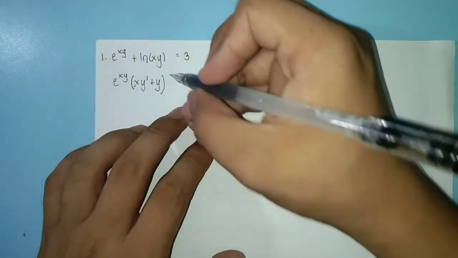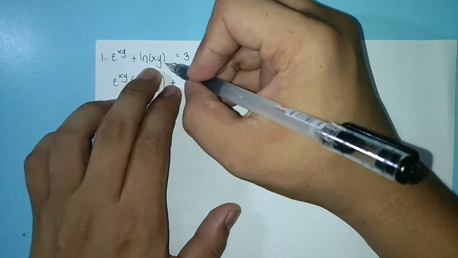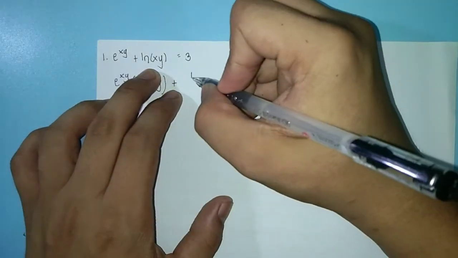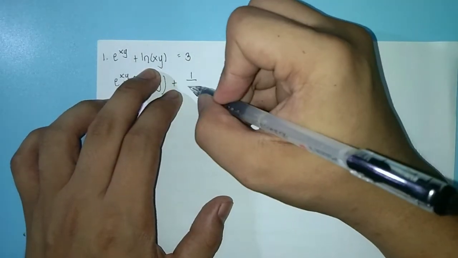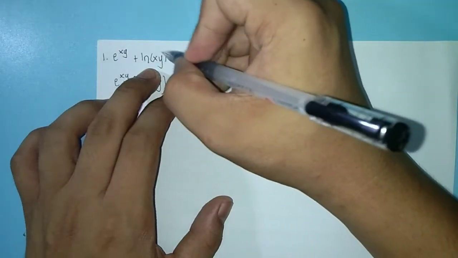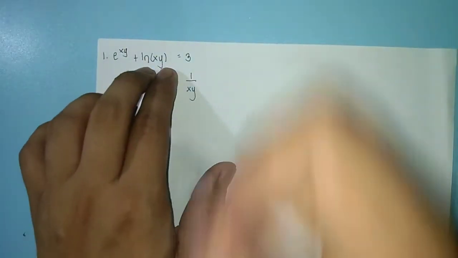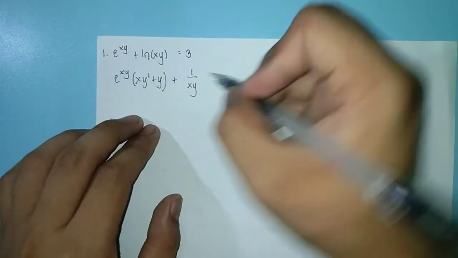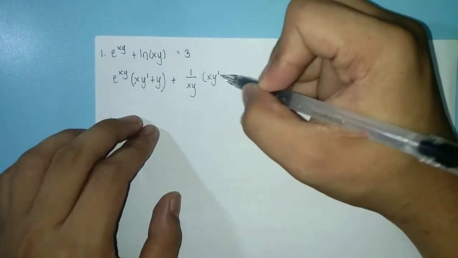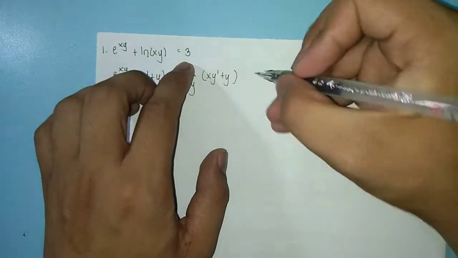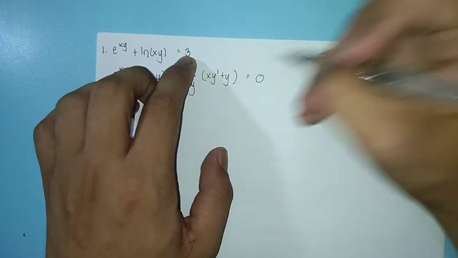Okay? Plus derivative ng ln xy. So, ln u yan. Okay? So, magiging 1 over u or 1 over xy times derivative ng u or xy. Okay? So, ano yung derivative ng xy? Kamukha lang dito, no? So, xy prime plus y. Okay? Equals derivative ng 3, that is 0.